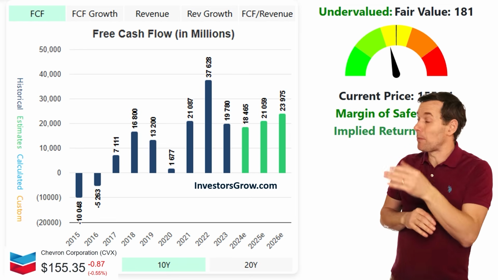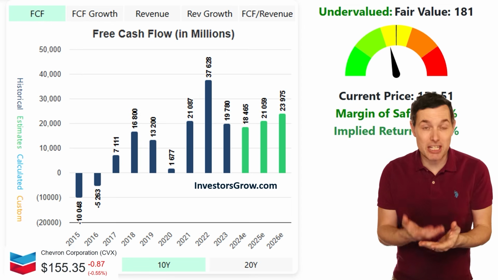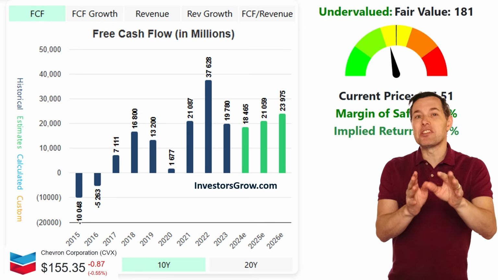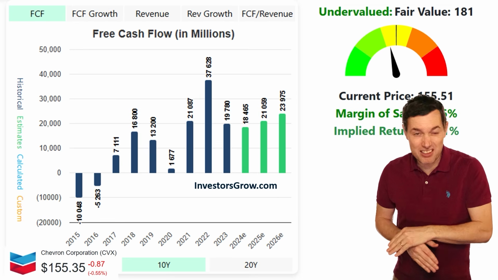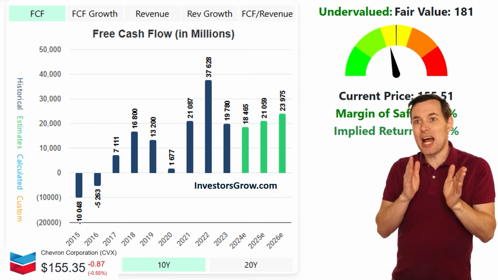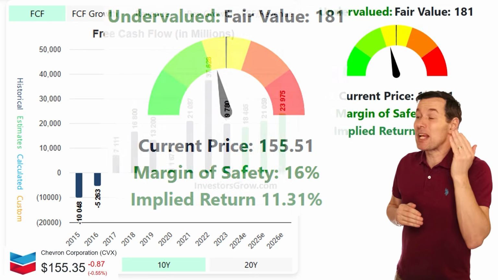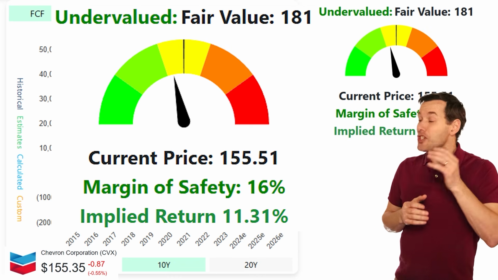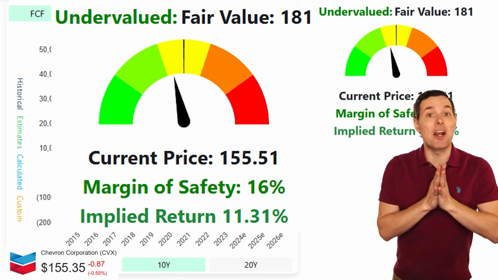But the idea here is that we take these analyst estimates for free cash flow, then we calculate the terminal value. And if we're curious, we're using a perpetual growth rate of 2.5%, the more conservative between the 2.5% to 3%. And just like that, we get a fair value of about $181 per share. So we can see that Chevron looks about 16% undervalued.